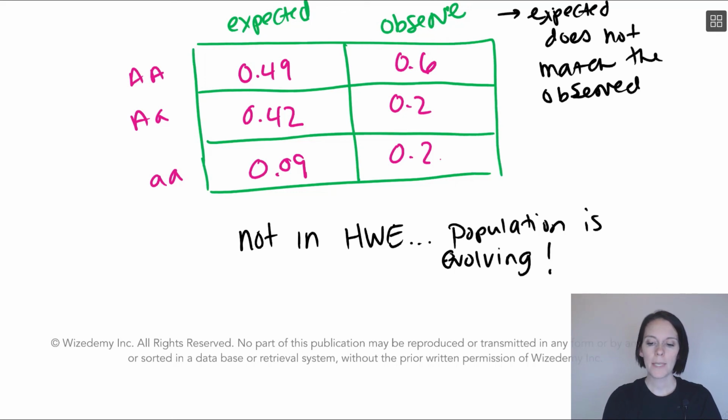And so that means that at least one of those 5 criteria to be in Hardy-Weinberg equilibrium is not met. There's something that is causing the allele frequencies in this population to change over time.